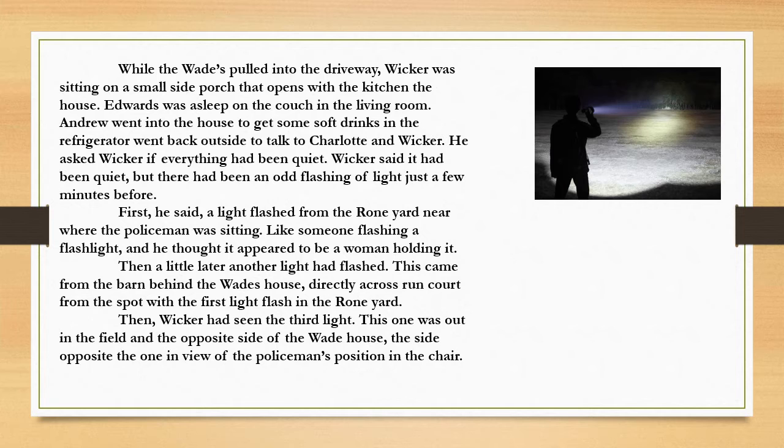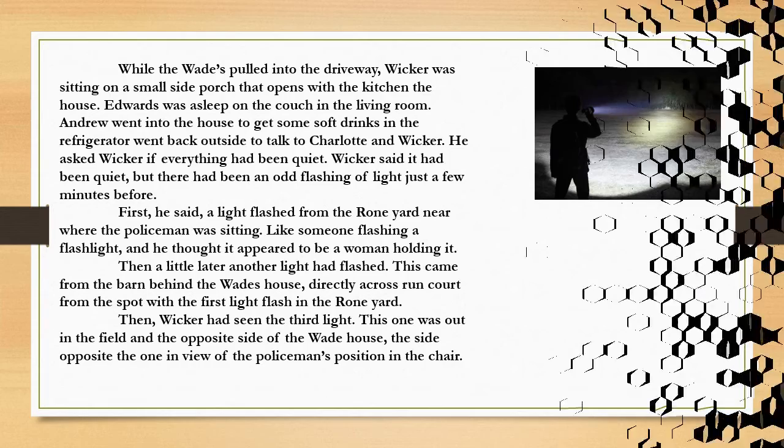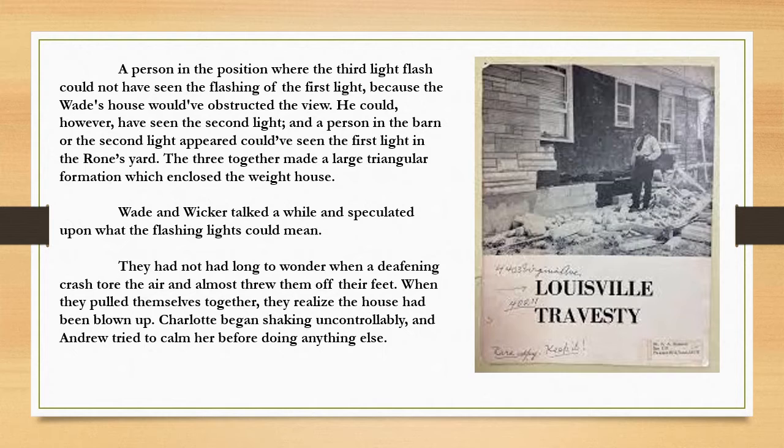Then a little later, another light had flashed. This came from the barn behind the Wade's house, directly across Roane Court from the spot where the first light flashed, in the Roane yard. Then Wicker had seen the third light. This one was out in the field on the opposite side of the Wade house, the side opposite the one in view of the policeman's position in the chair. A person in the position where the third light flashed could not have seen the flashing of the first light, because the Wade's house would have obstructed the view. He could, however, have seen the second light, and a person in the barn, or the second light, could have seen the first light in Roane's yard. The three together made a large triangular formation which enclosed the Wade's house.